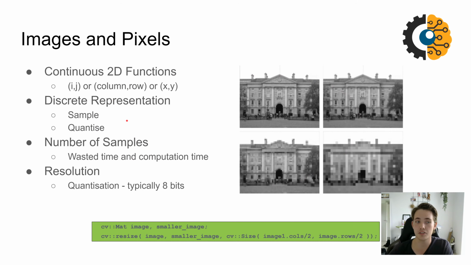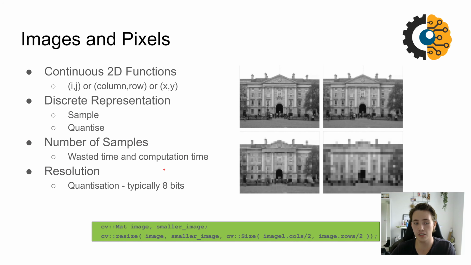An image is just a continuous 2D function where we have ij, or column and row, or xy. So it's a coordinate system with our x and y, and the coordinates correspond to the pixels in the camera. In an image, we can have a discrete representation. So we can, for example, take a sample or quantize an image, and then use that sampled, quantized image to do different kinds of operations on.